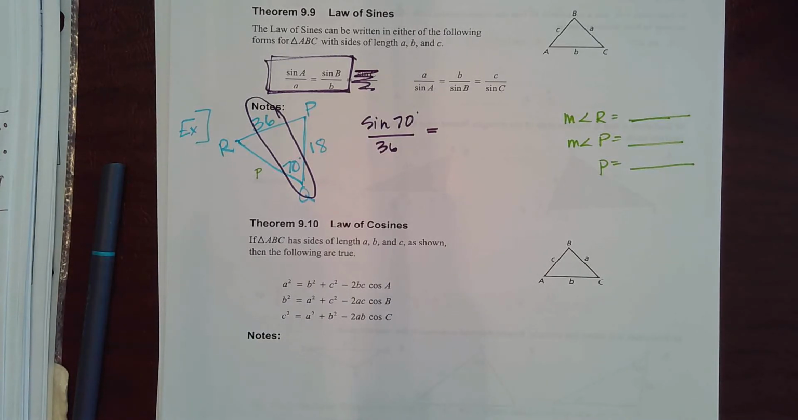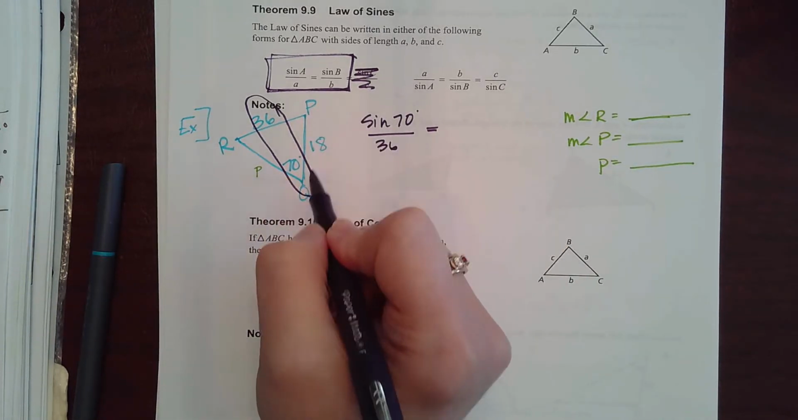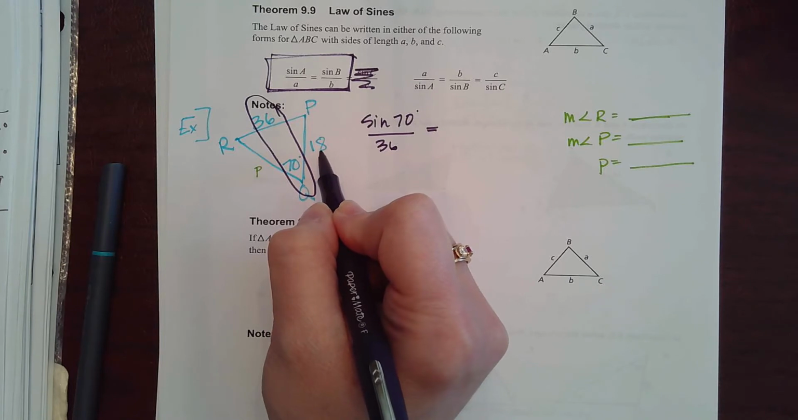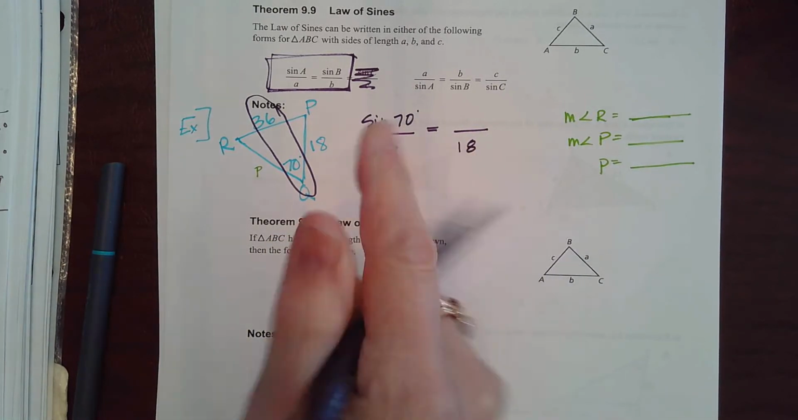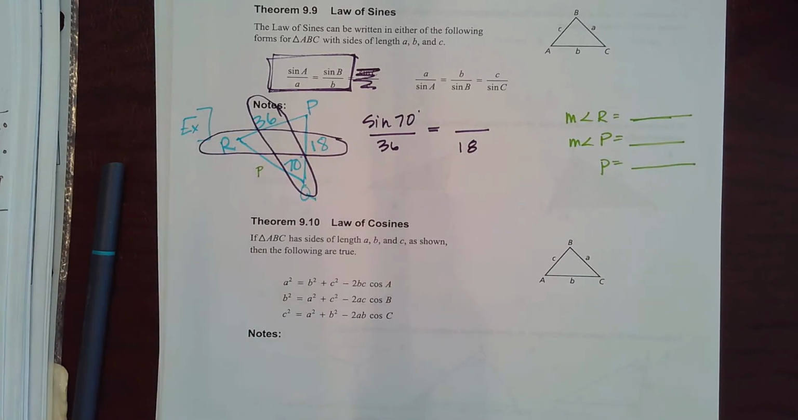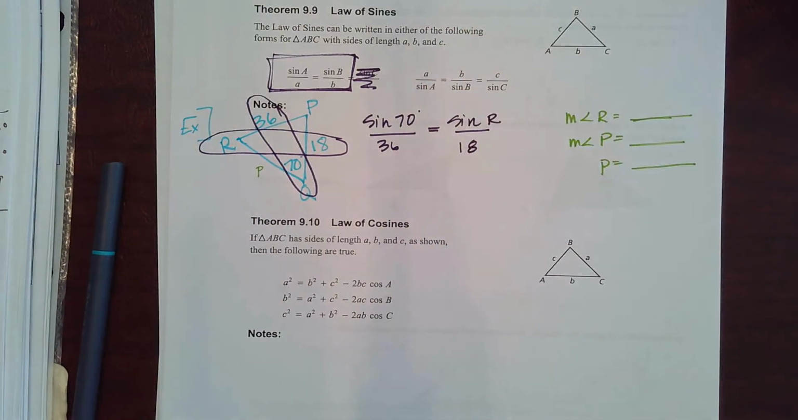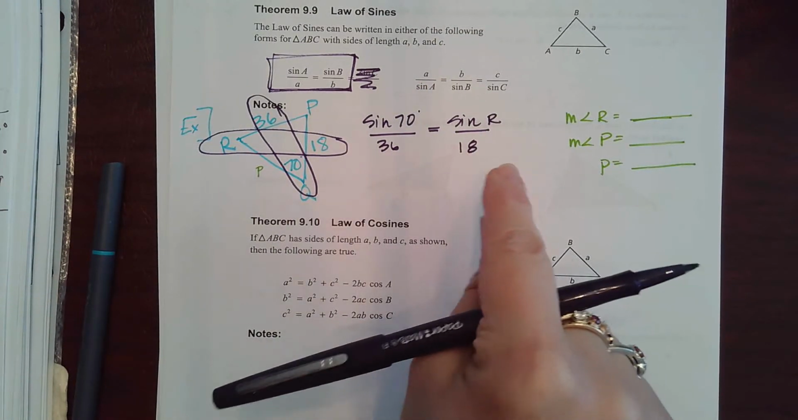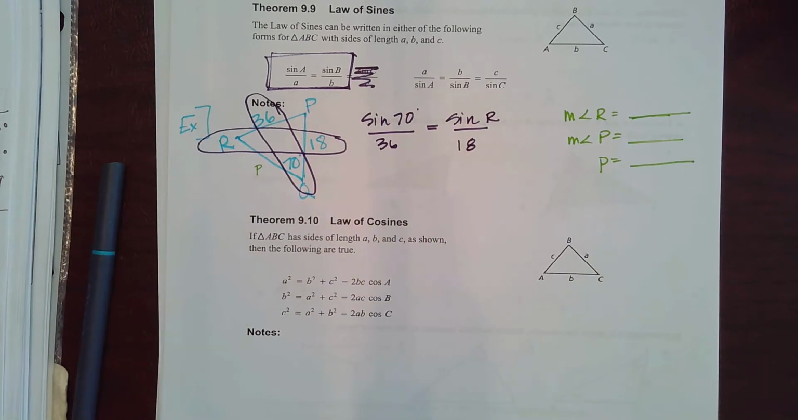So think about what you have been given. Here, I'm given that PQ is 18, so I'm given a side length. I'm going to put that down here because that matches, or corresponds with, angle R. So I'm going to say sine of R. Again, you're setting up a proportion where you know three pieces of the puzzle and you're solving for that fourth piece. That's it.